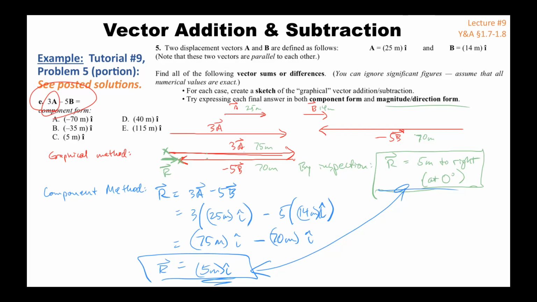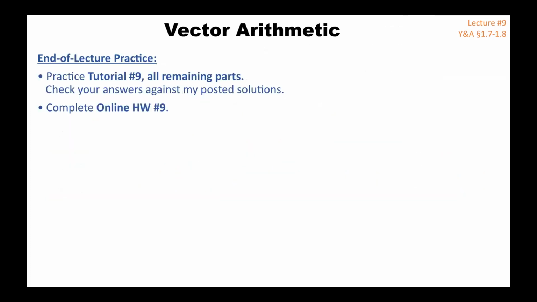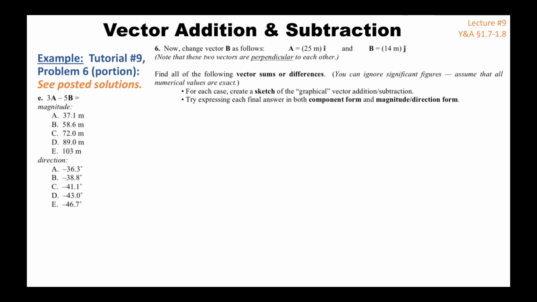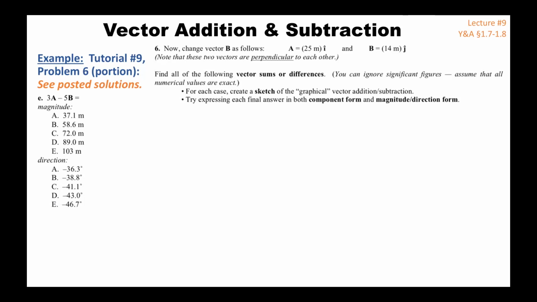All right, let's now move on to a couple examples with question 6, which are more complicated because the vectors are not going to be parallel to each other. Oh, I'm sorry, I have only one example from question 6. Now there's an important change here that I'll draw your attention to. These vectors are now perpendicular to each other.